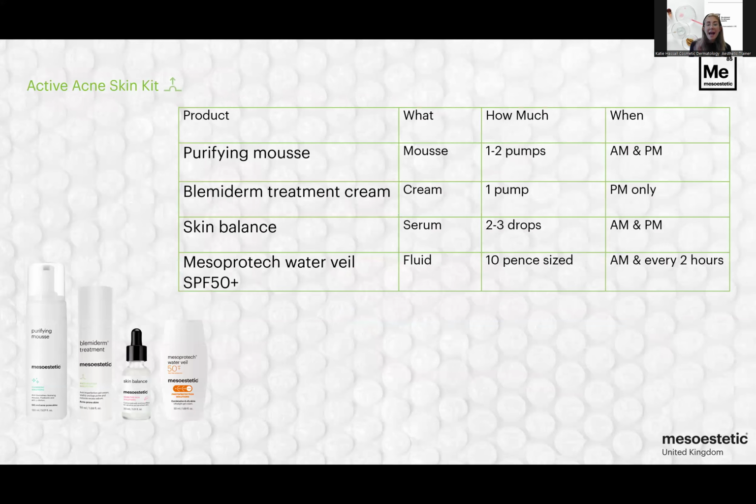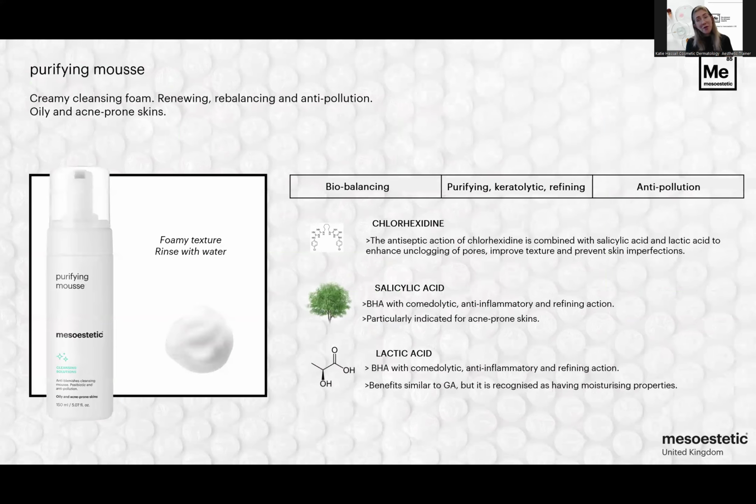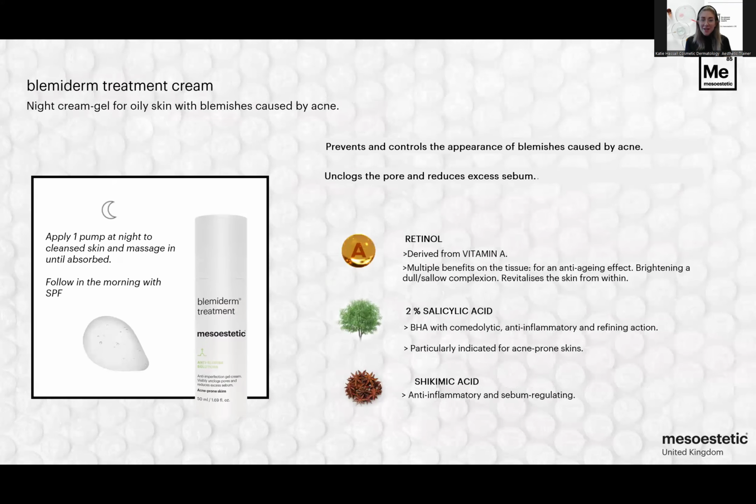We then have the active acne skin kit. Two of the products are the same. We still have the purifying mousse and the client will use it in the exact same way. And then we also have the SPF, but it's the two products in the middle that are different. So I won't go through the purifying mousse with you again. The active product in this kit is the Blemiderm treatment cream.